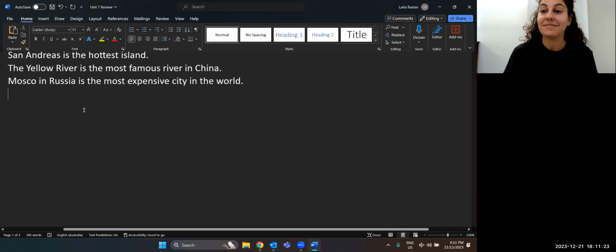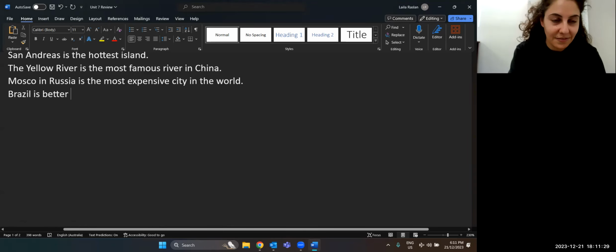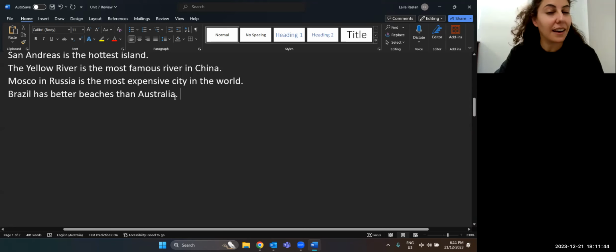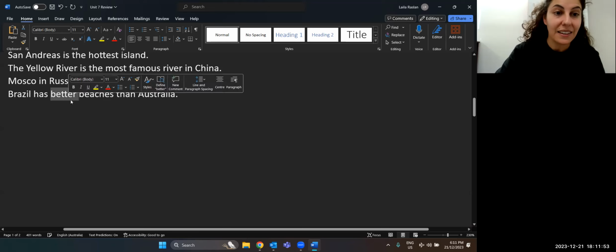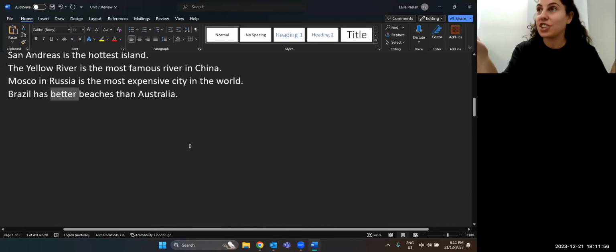Brazil is better in the beaches from Australia. Yeah, so Brazil has better beaches than Australia. Good sentences. I've never seen Brazil, but I think I might agree. I've seen pictures and videos. It looks amazing in Brazil. So Brazil has better beaches than Australia. He's comparing two objects and he's using the adjective good, but because it's irregular, we need to change it to better. Good, very good sentence, Adriano.